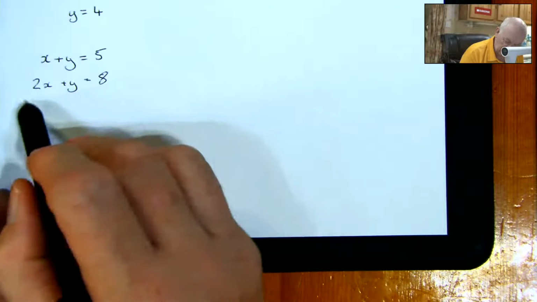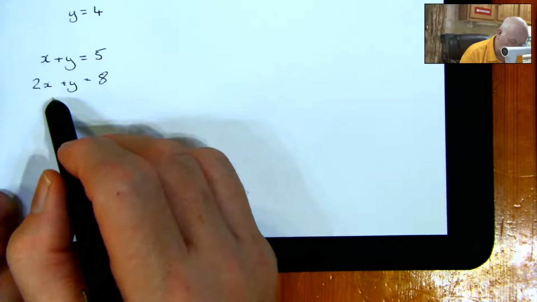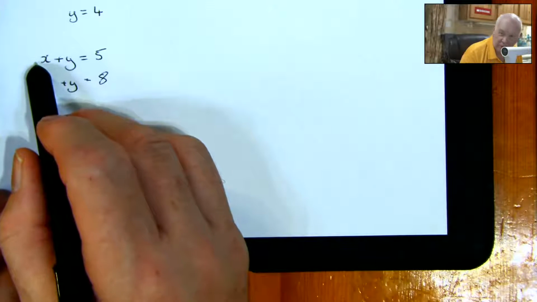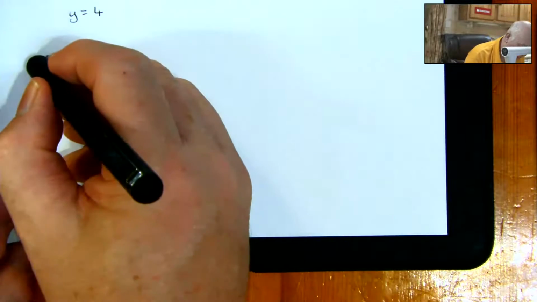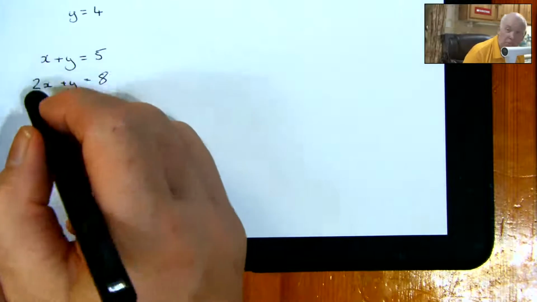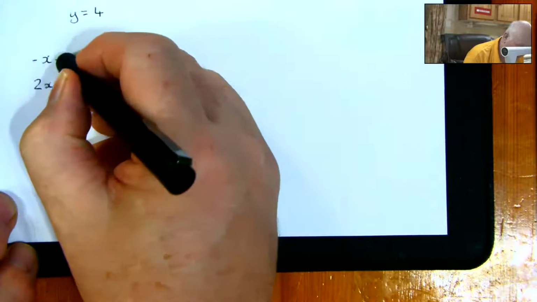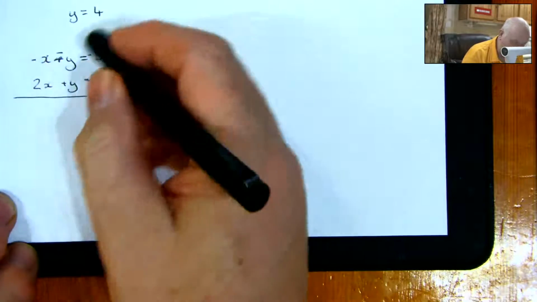We've got to decide which one's going to be the easiest to try and subtract. It's probably going to be easier to take the x from this one, so we'll make this one the negative. So we go through, multiply by minus 1, or we just change the sign: minus x, minus y, minus 5. And now let's add.